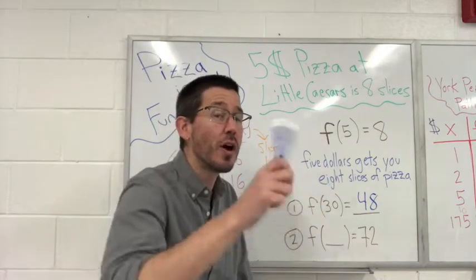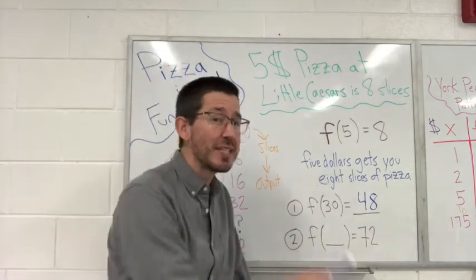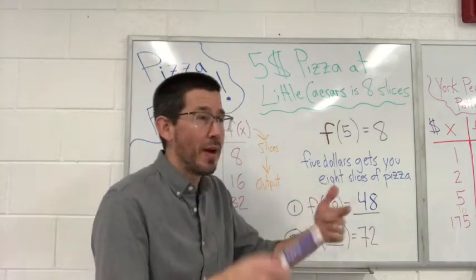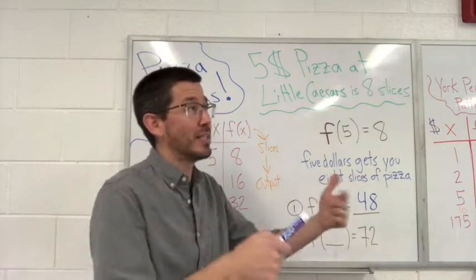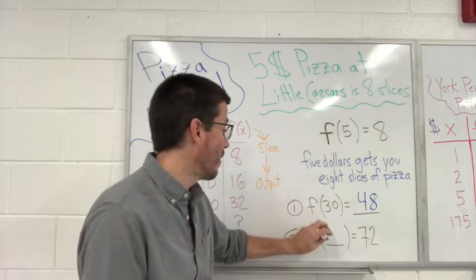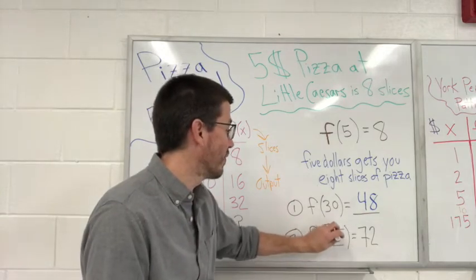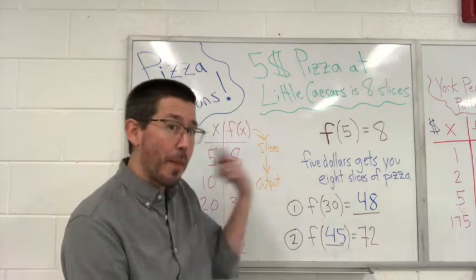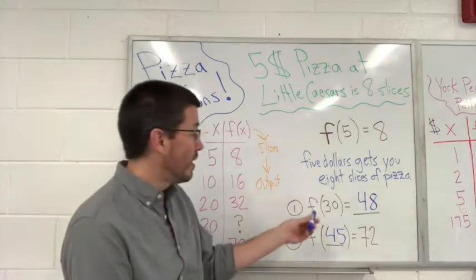You've got 24 hungry people coming over and they're each going to eat 3 slices, so you need 72 slices. Well, that's kind of just working backwards. 72 slices divided by 8 slices is 9 pizzas. 9 times 5 is $45. So you need $45. Let's read these sentences in English to wrap up our pizza functions example.